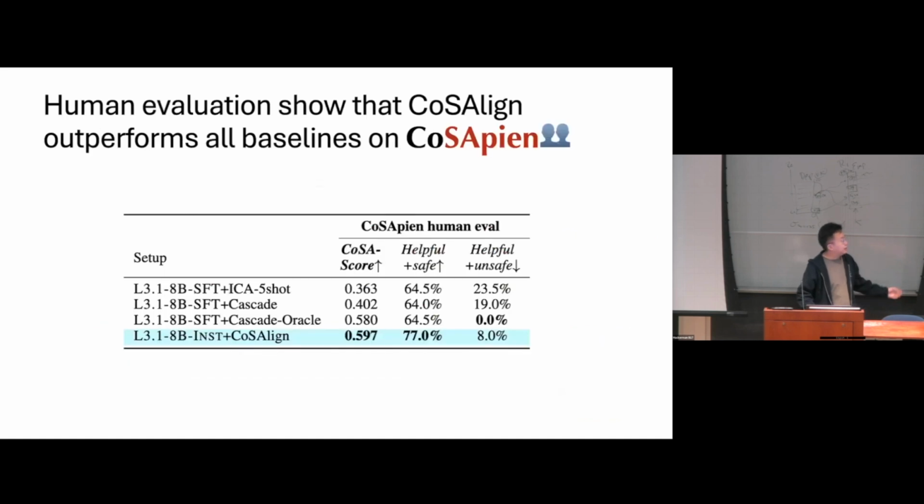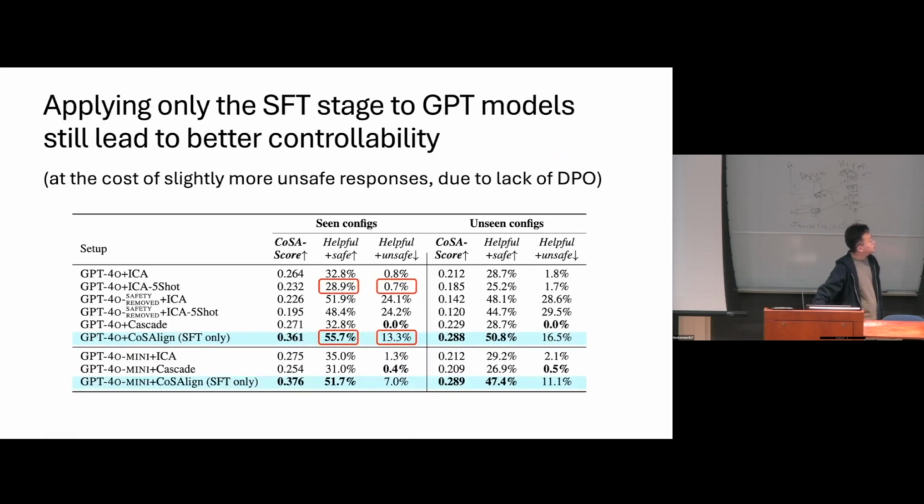And our human evaluation on the real-world benchmark corroborates the results on the synthetic setting, which is we improve the helpfulness by quite a lot at the cost of a little bit more unsafe responses. And we also test this on GPT models. And for GPT, because we cannot do DPO, we only did SFT.